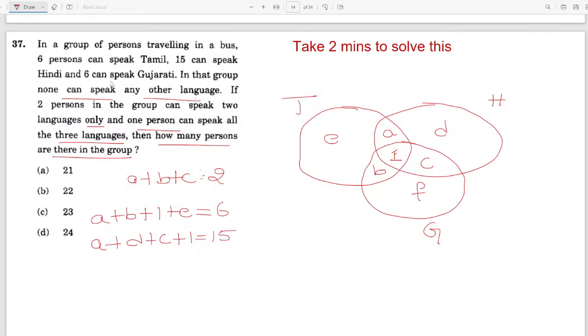Then they're saying 6 can speak Gujarati. 6 is all these 4. B plus 1 plus C plus F is 6. So B plus C plus F plus 1 is equal to 6.